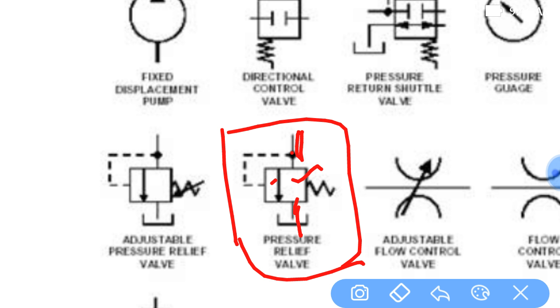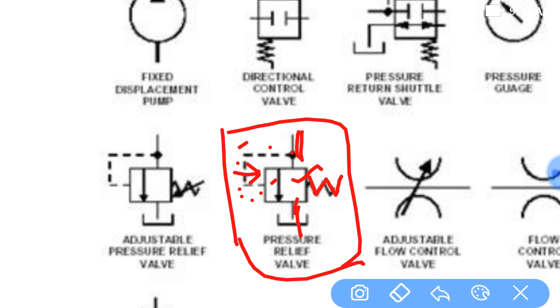And here is one pressure line. With this pressure line, the oil will come here. It will create pressure. That pressure will create force, and it will force it in this direction. And on the opposite side, you can see there is one spring. This is a symbol of a spring. This spring will resist this force.